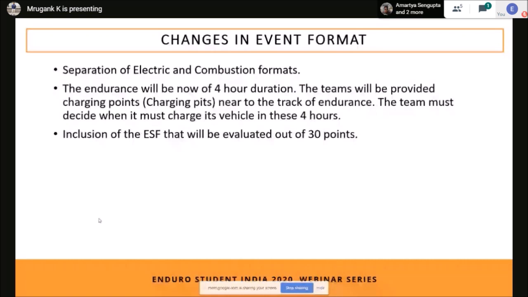So the utilization of these 4 hours is completely on the team. This year, the endurance will not only be about running your car for 4 hours, but also how you charge your car. The next change in the event format is the inclusion of the ESF that will be mailed to you shortly, and all the points related to ESF, that is the format and everything, will be explained in the mail.